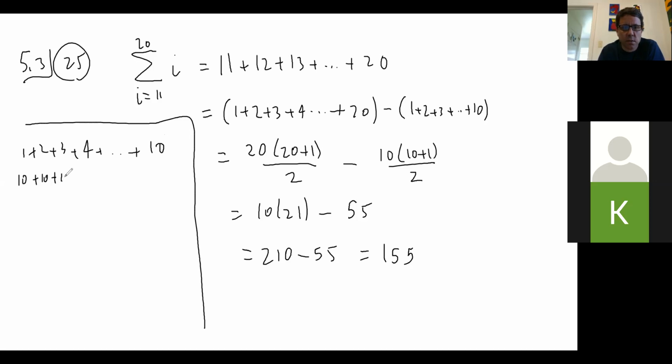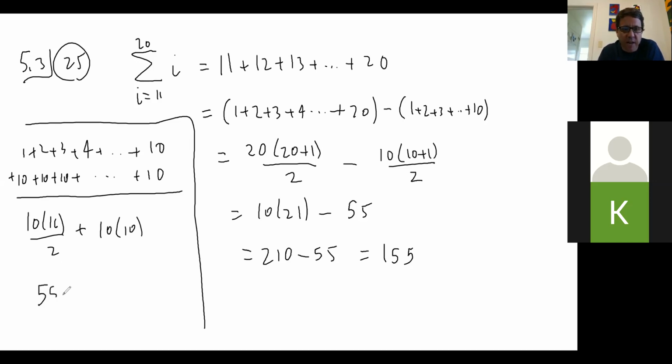Yeah, that's what I was saying. We went to basically just a bunch of 10's at this time. That's what I was a little confused about. Yeah, that works as well. So if you wanted to do the same thing, that first row would be 10 times the 11 over 2. The bottom row would just be 10 copies of 10. So 10 plus 10 plus 10, that's just 10 times 10. So that would be 55 plus 100, and you'd still get 155.